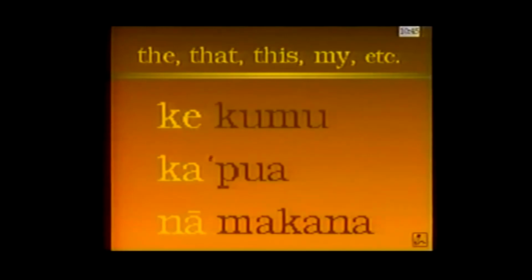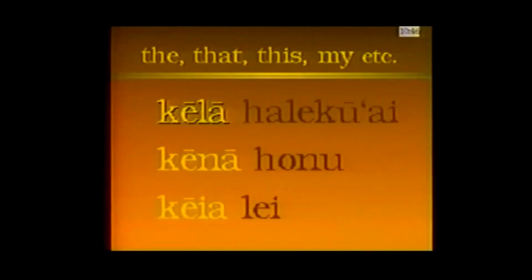But the difference between these three: ke goes with words that begin with k, a, e, or o. Okay? Ke au, ke kumu. Ka goes with everything else. And na is the when you want to make this part plural. So here we have the presents. If it was ka makana, it would be the present. Okay? Ke la, ke honu. Honu, turtle, okay? Ke ia lei. You see how this is a use of these.